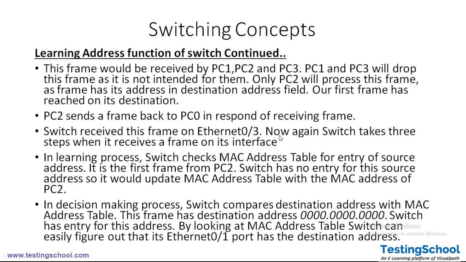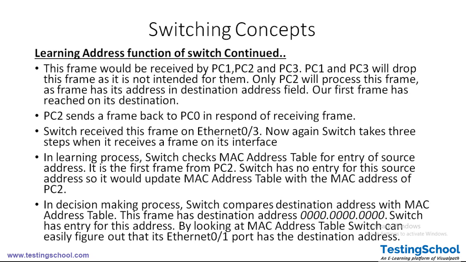Now again the switch takes 3 steps when it receives a frame on its interface. It will again take 3 steps to make the decision. In the learning process, the switch checks the MAC address table for an entry of the source address. It is the first frame from PC2. The switch has no entry for its source address, so it will update the MAC address table.